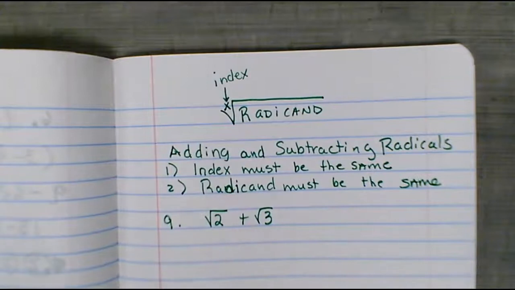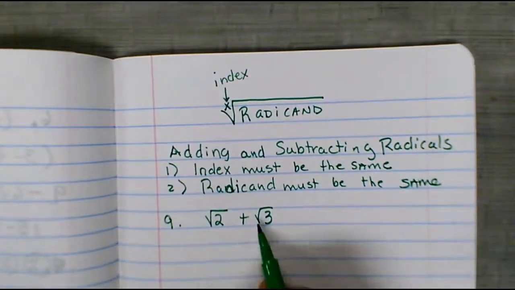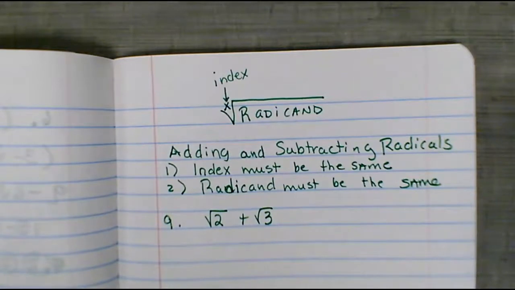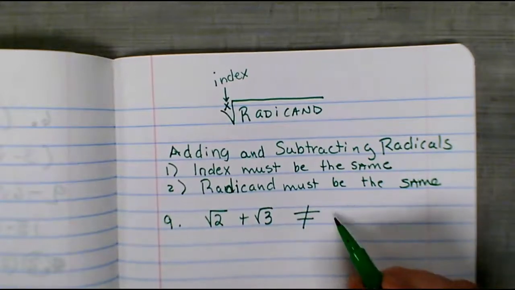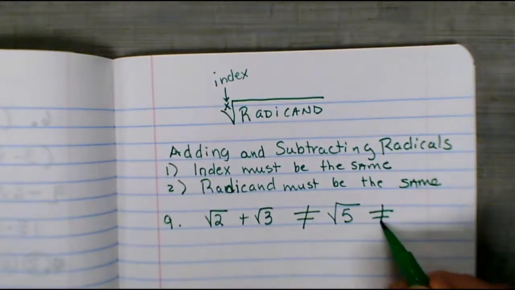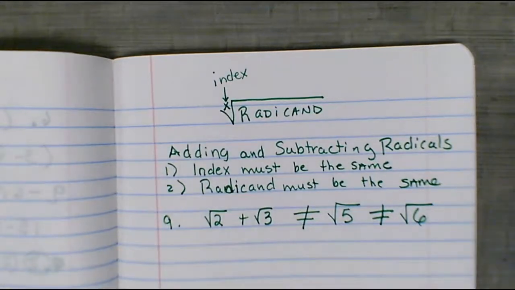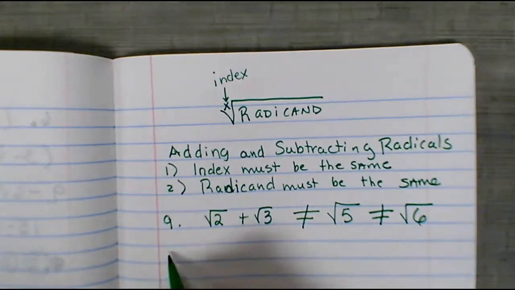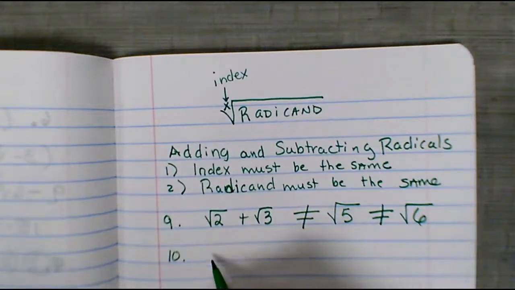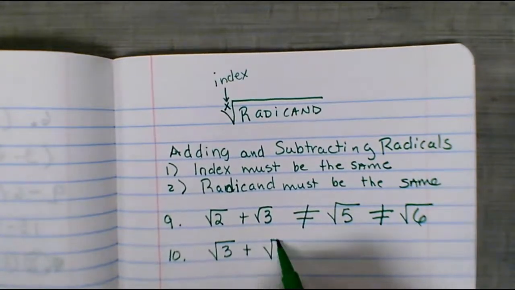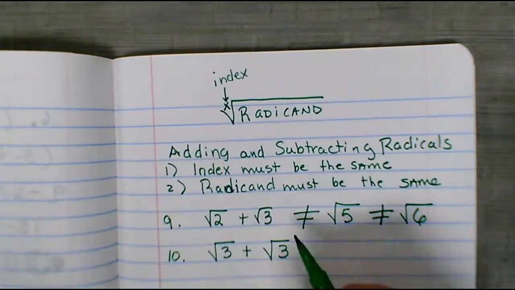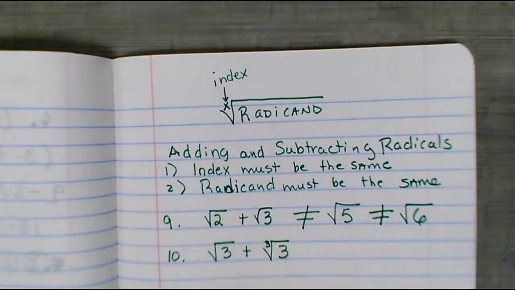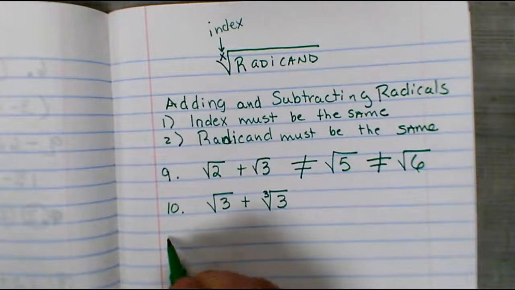These are both square roots. The index for both of these would be 2. If the index is not written, the index is 2. But you can't add these together. These do not add together to get the square root of 5. They do not add together to get the square root of 6. You cannot add them together because they do not have the same radicand. They don't have the same number under the radical. Okay, this has the same number under the radical, but it doesn't have the same index. These cannot be added together.